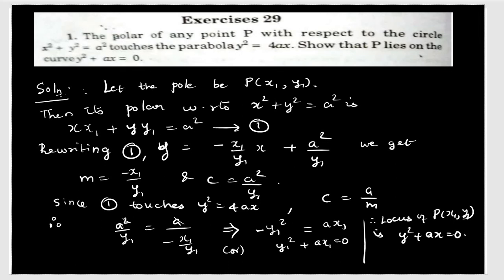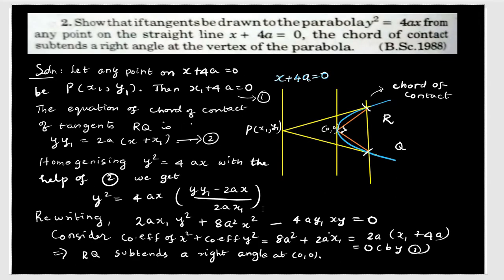Now next we have the second problem, namely: if the tangents are drawn to the parabola from any point on the straight line x plus 4a equal to 0, then the chord of contact subtends a right angle at the vertex of the parabola. So we are given this line, so we draw this line x plus 4a is equal to 0 for this parabola. We know that x plus a equal to 0 is the directrix, and for this we are considering the line x plus 4a equal to 0.